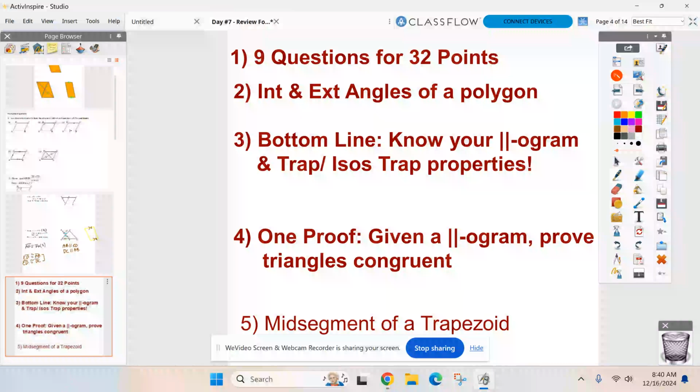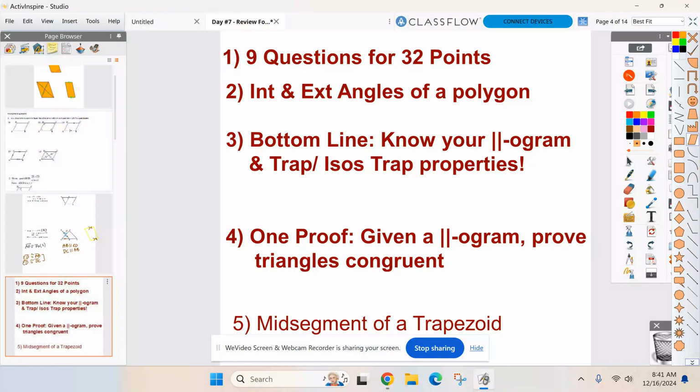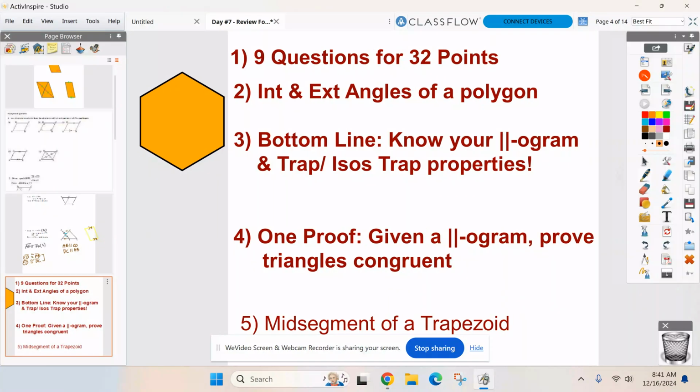Interior, I know I've been harping on trapezoid, isosceles trapezoid, and parallelogram properties, but also remember we did something day one. Let me just throw one of these figures up there. All right, I have this figure here. How many degrees are in the interior angles? How many degrees are in the exterior? Please don't forget about day one, which was the sum of the interiors.